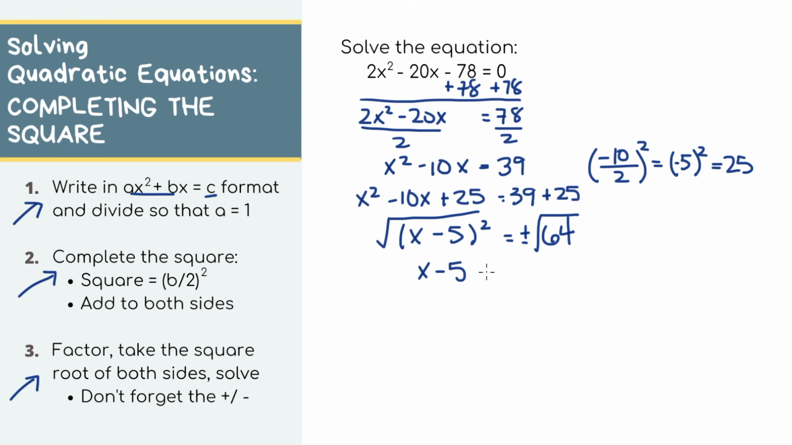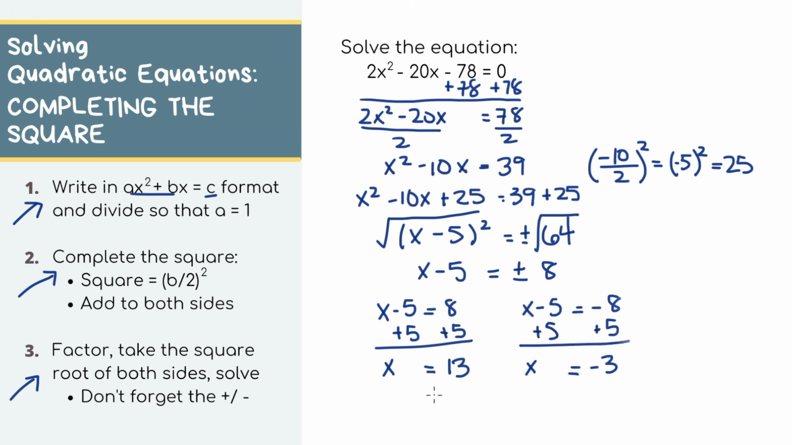When you take the square root of 64, remember that 8 squared equals 64, but in our other scenario, negative 8 squared also equals 64. Let's solve for both scenarios, and we'll get x equals 13 and x equals negative 3 as our final answers.